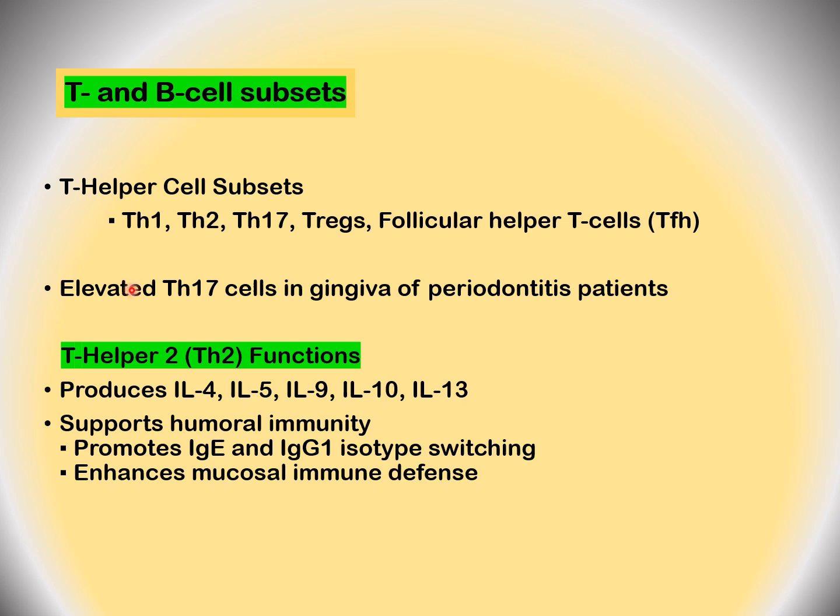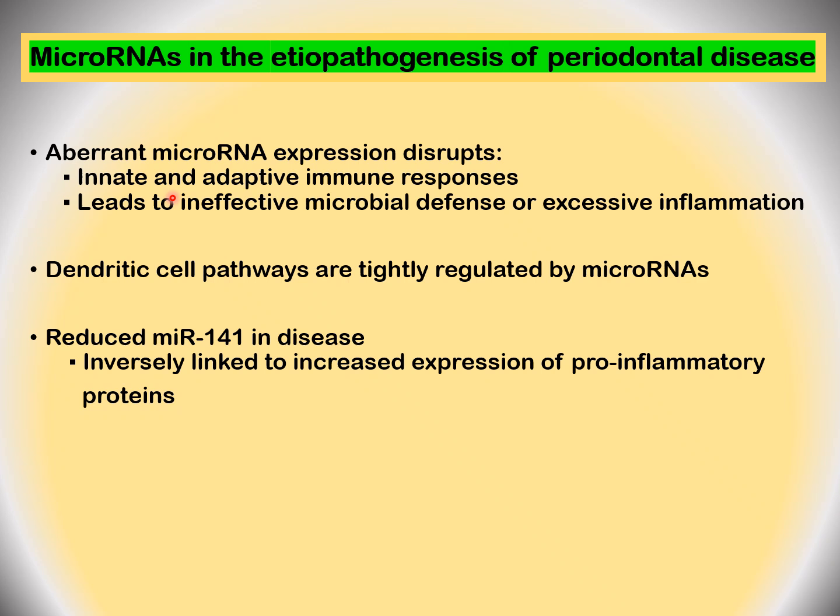So coming to T and B cell subsets, Th17 cells are elevated in the gingiva of periodontitis patients, contributing to inflammation, whereas the Th2 cells support humoral immunity by producing cytokines and promoting the IgE and IgG1 switching and mucosal defense. So aberrant microRNA expression disrupts both the innate and the adaptive immunity, causing ineffective microbial defense or excessive inflammation, and it can lead to the pathogenesis of periodontal disease.